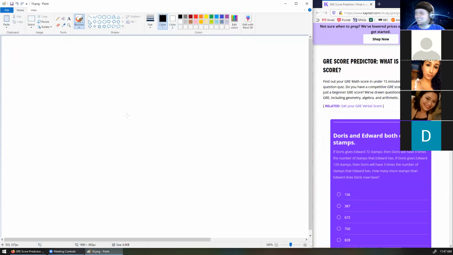Okay. Doris and Edward both collect stamps. Nerds. Just kidding. If Doris gives Edward 72 stamps, then Doris will have 4 times the number of stamps that Edward has. If Doris gives Edward 129 stamps, then Doris will have 3 times the number of stamps that Edward has. How many more stamps than Edward does Doris now have? Before she gives him any, I'm assuming. Right. How many more stamps than Edward does Doris now have?